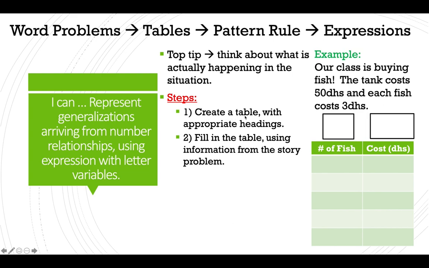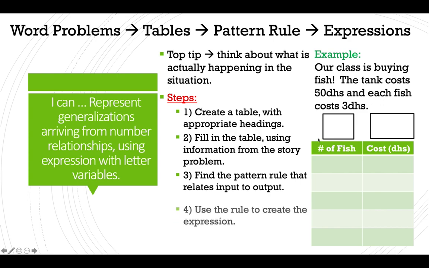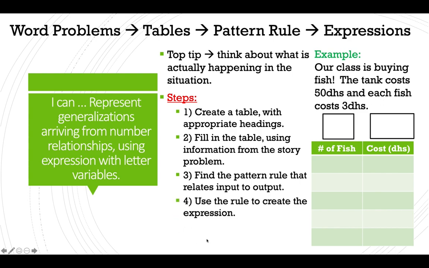So the steps are, first of all, we have to create a table with appropriate headings. And then we need to fill in the table using information from the story problem. Third, we will find the pattern rule that relates the input to the output. So that's back to what we've been practicing for the last couple weeks. And then last but not least, and the most important thing, is to be able to create the expression. Okay, so this is our example, and I would like you to write this in. Our class is buying a fish. The tank costs 50 dirhams and each fish costs 3 dirhams.